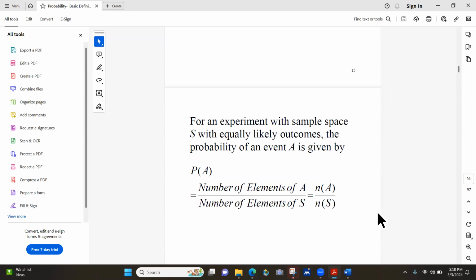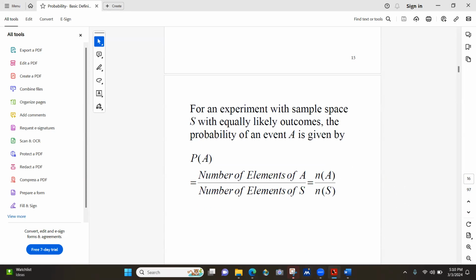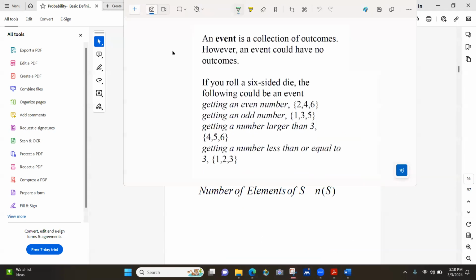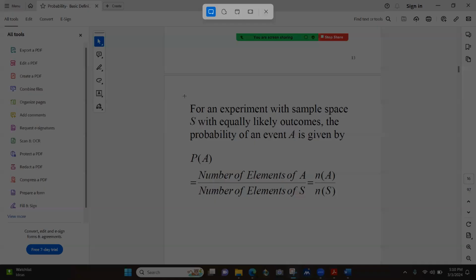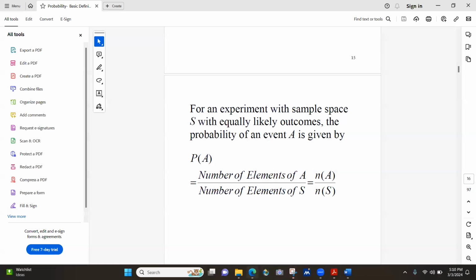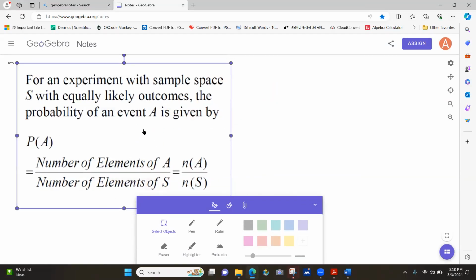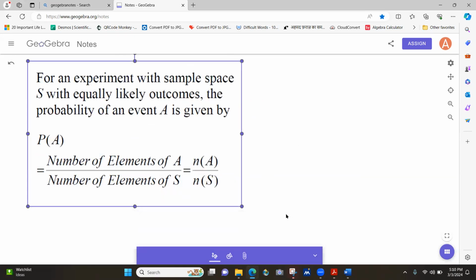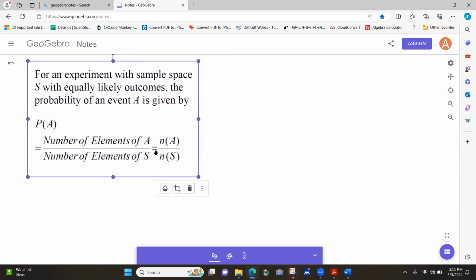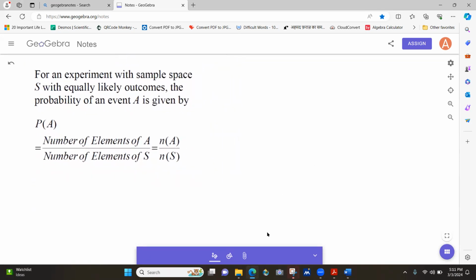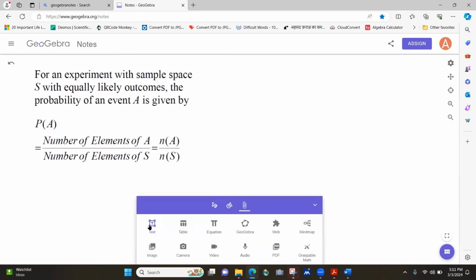All right, now we're going to define probability formally. For an experiment with a sample space S and equally likely outcomes, the probability of an event A is given by P of A. It's simple. I'm going to give you an example, okay?